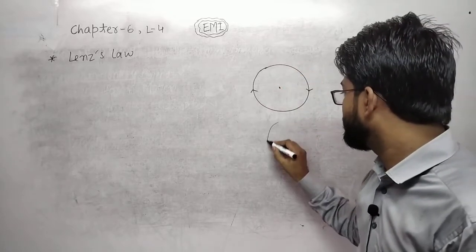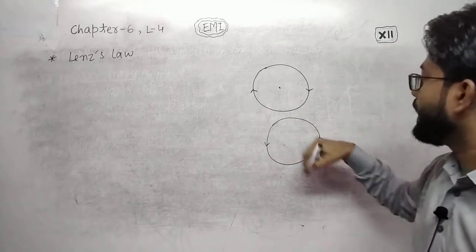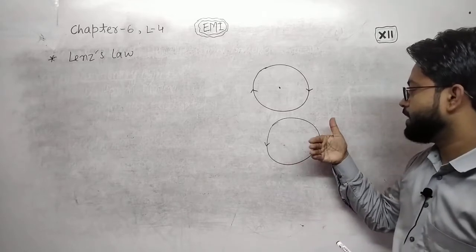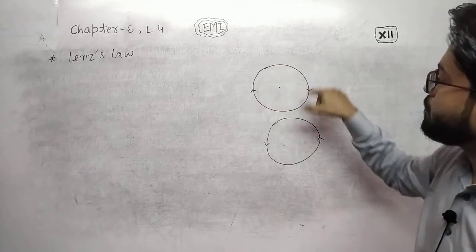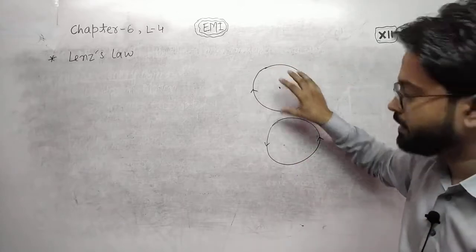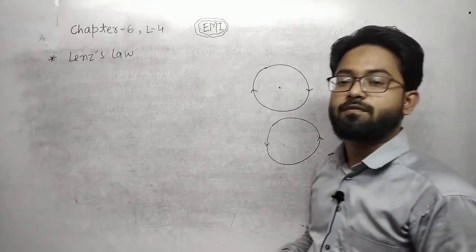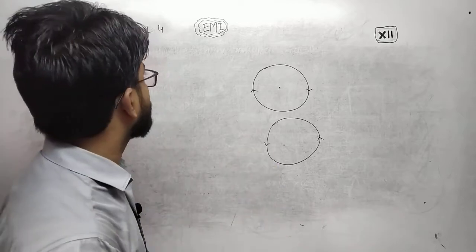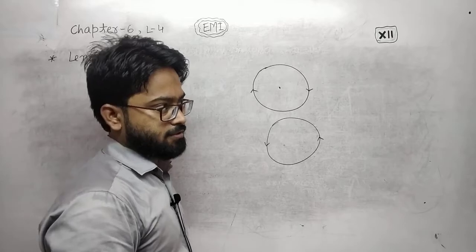But if the current is moving anti-clockwise, we will see that at the center the magnetic field will be out of the plane. If the current is clockwise, it is into the plane. If the current is anti-clockwise, the magnetic field will be out of the plane. Hope you're understanding. It is very easy, and we have discussed this in the previous lectures.